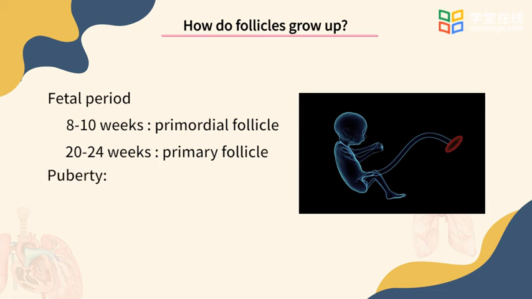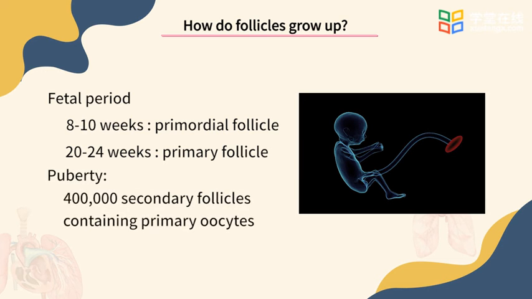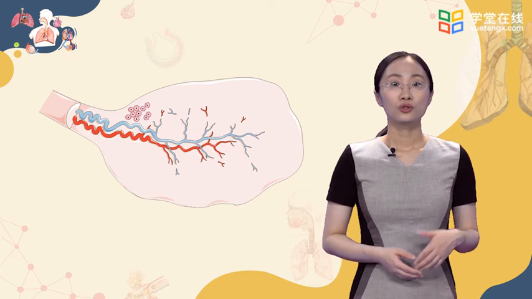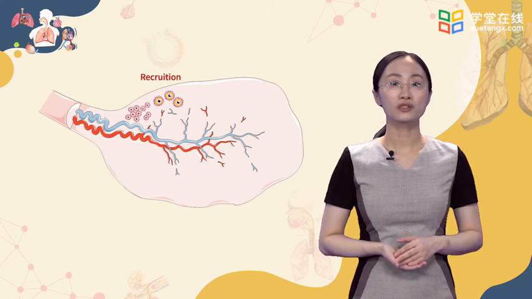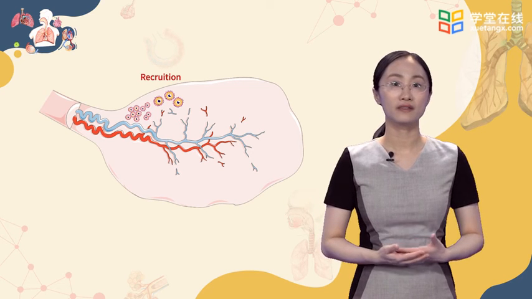At puberty, there are about 400,000 secondary follicles, and the oocytes inside are considered primary oocytes. Before puberty, the primary oocytes do not undergo division, so no new primary oocytes will be formed during a woman's reproductive life. During each reproductive cycle, a cohort of follicles is recruited for development.